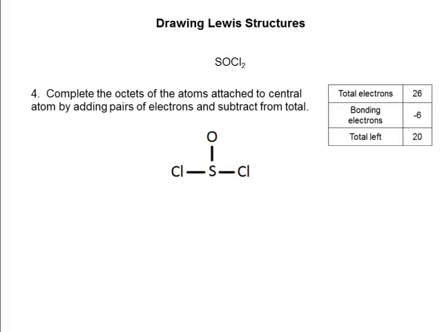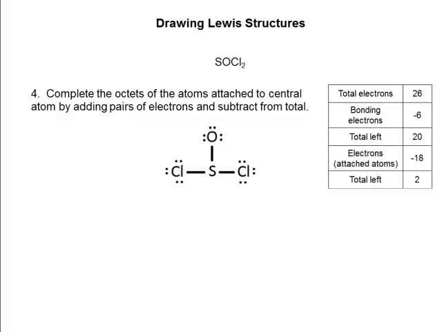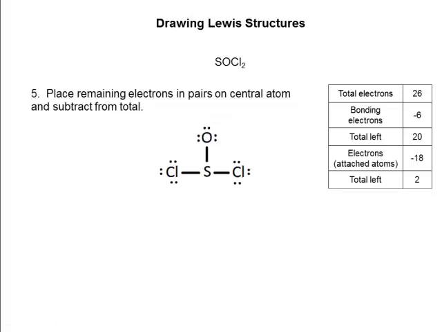Next, we're going to complete the octets on the attached atoms. So each one of those atoms has 2 electrons currently, which means they each need 6 more. That means 3 lone pairs on each of them. How many total electrons did I just use? I used 18, which means I have 2 electrons left. That's going to be a lone pair. Subtract those 2 electrons out. I got 0 left. I used all my valence electrons.